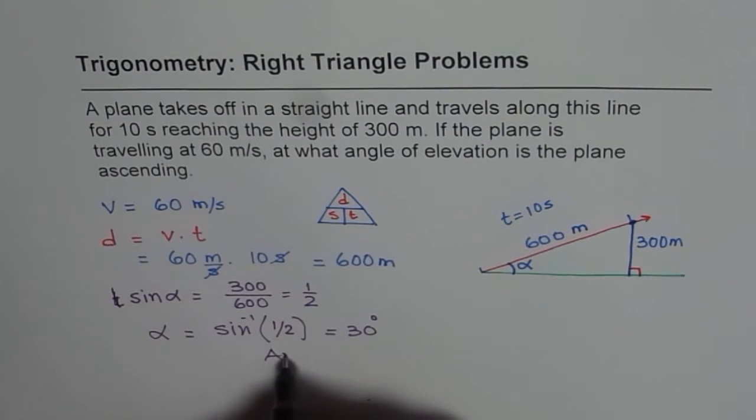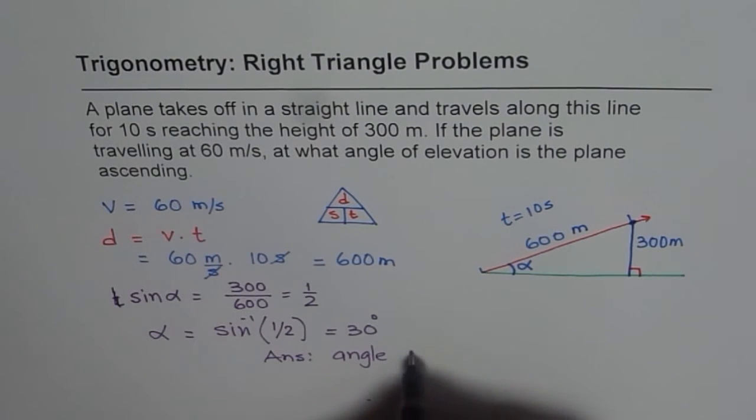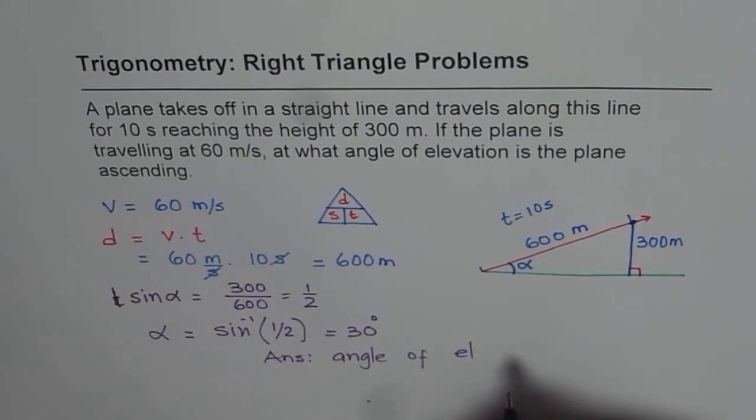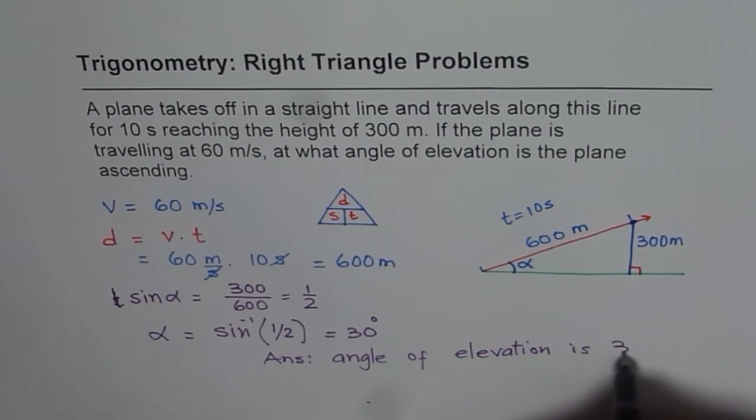And so we know the answer. Remember, angle of elevation is with the horizontal. So angle of elevation is 30 degrees.